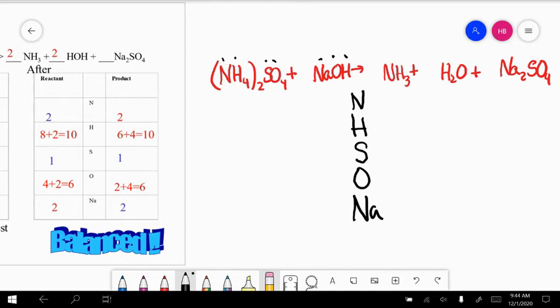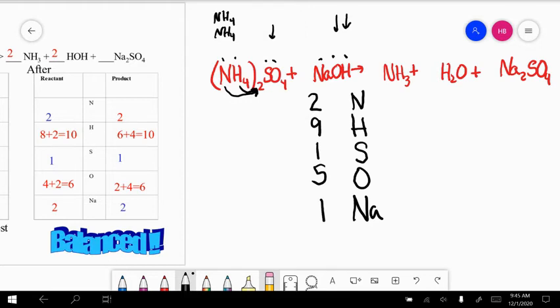Remember, this subscript here means that I have 2 ammonium ions. So it's actually NH4 and NH4, like such. So this multiplies here too. So I have, starting with, 2 nitrogens and 8 hydrogens. But I also have to pay attention to the fact that I have a hydrogen here. So this is going to be 8 plus 1 or 9. Then I have 1 sulfur. I have 4 oxygens here, but I also have an oxygen here for 5, and 1 sodium.